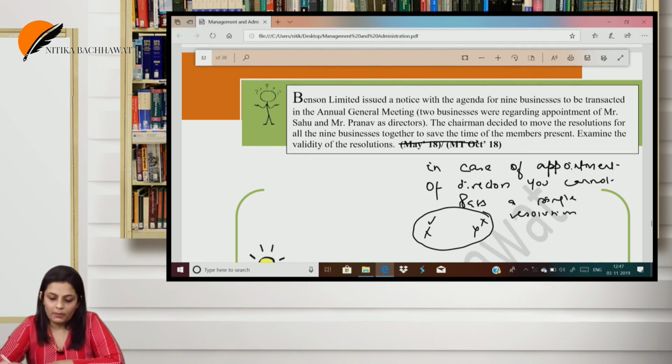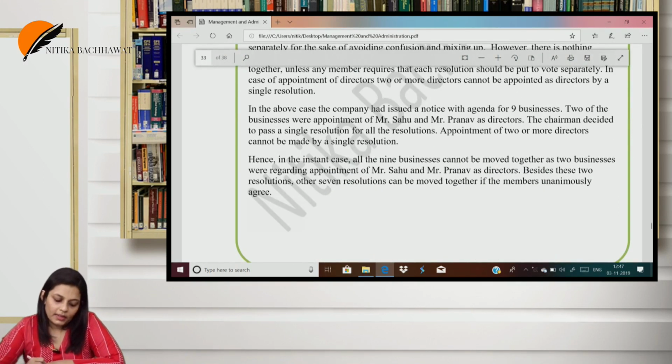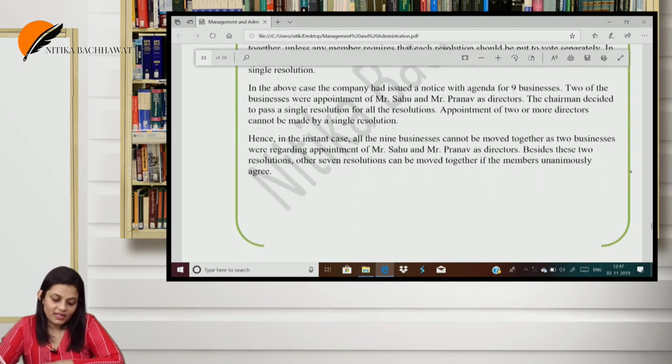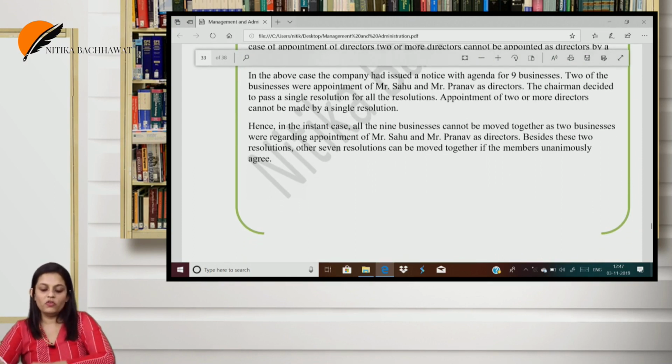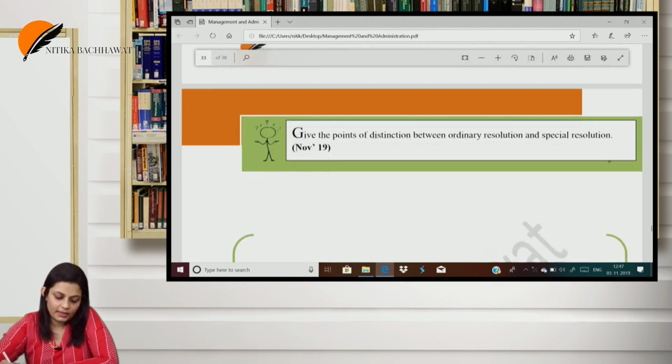Rest can be clubbed. So, in the instant case, all the 9 businesses cannot be moved together, as 2 businesses were regarding appointment of Mr. Sahu and Mr. Pranav as directors. Besides these 2 resolutions, other 7 resolutions could be moved together if the members unanimously agree.